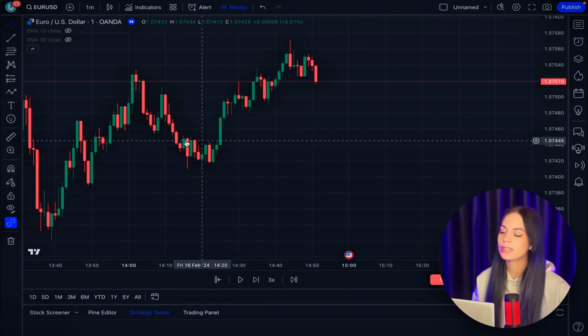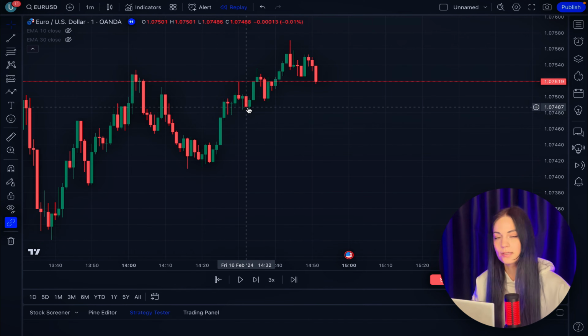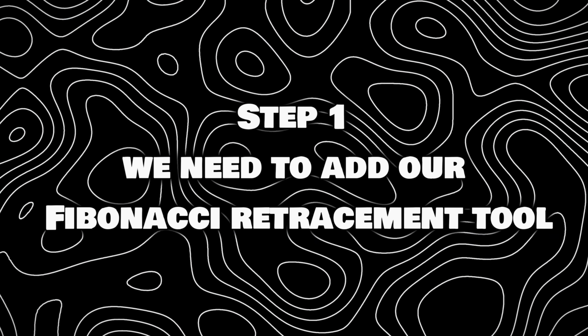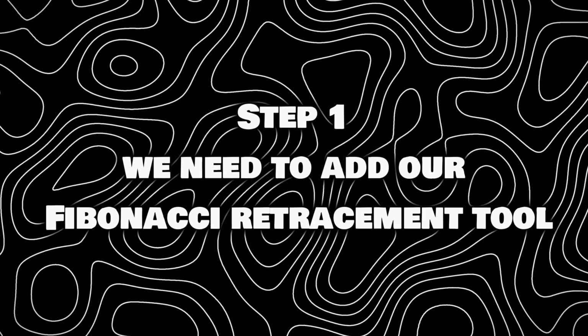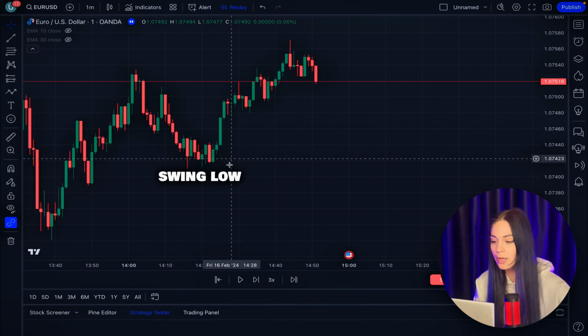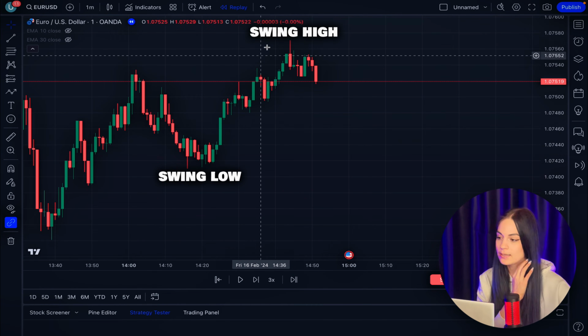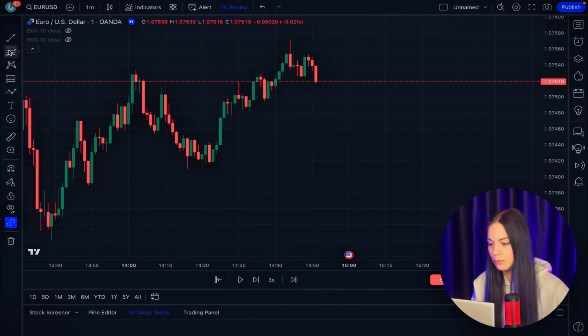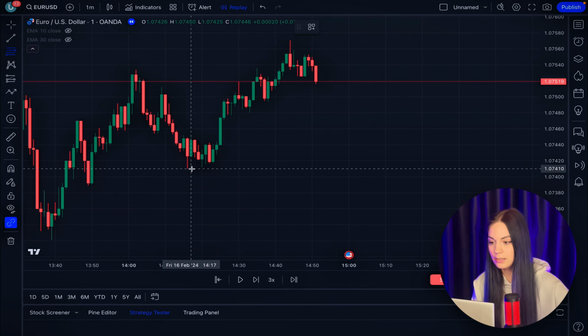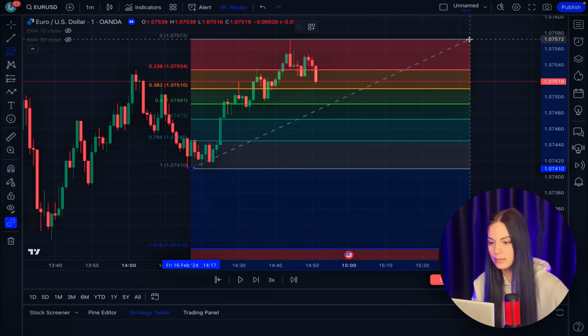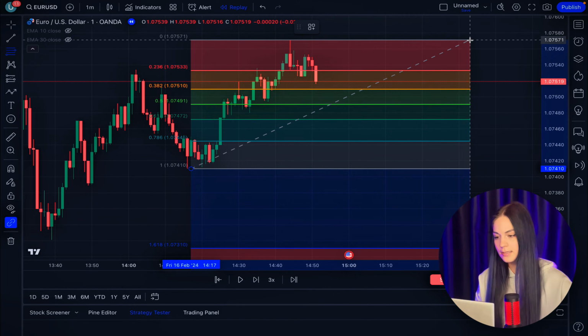So in this case, we of course see an uptrend, and step number one, we already know, we need to add our Fibonacci retracement tool. We need to find a swing low, it's right here, and swing high is right here. So we take our tool, we connect the lowest point to the highest point. It's gonna look like this in this case.